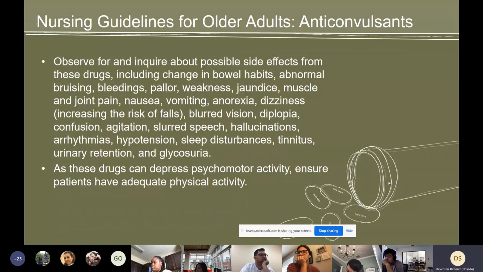But look at that. It's like, wow. And of course, with all the bleeding and the dizziness and vomiting, not wanting to eat, they're now at a risk for falls. Okay. They might have been at risk for falls because of the seizures, but the anticonvulsants only can make it worse. Okay. All right.